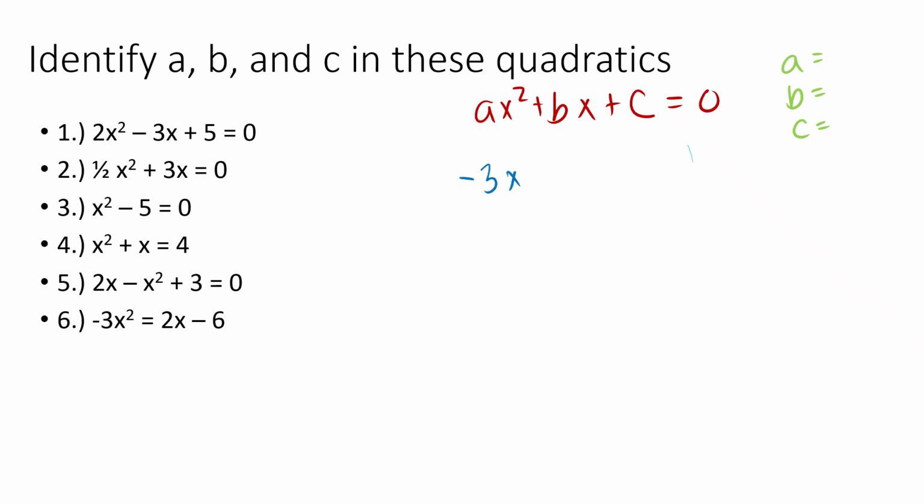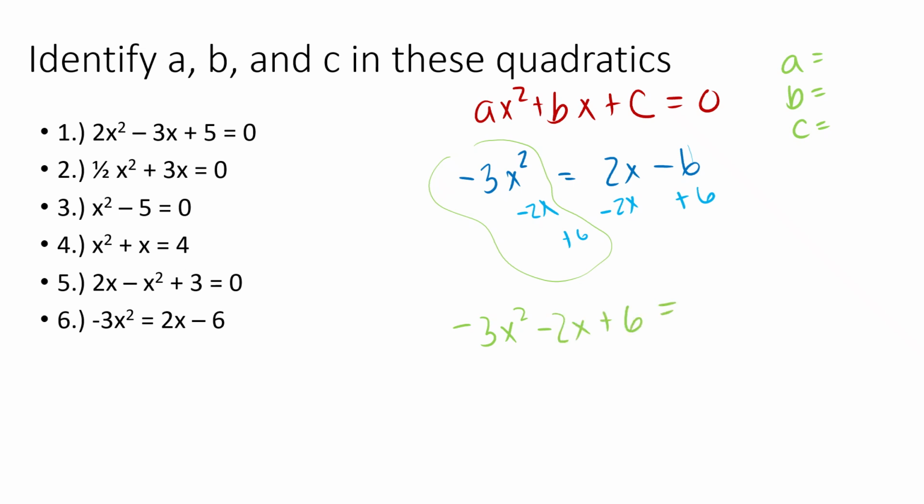Last one is -3x squared equals 2x minus 6. And remember what I said about it needing to be equal to 0. So you actually have 2 options here. So you could get the 2x and the -6 over on the left-hand side. So we could do that by subtracting 2x from both sides and then adding 6 to both sides. And so the left-hand side would now be -3x squared minus 2x plus 6. And then on the right, 2x minus 2x is 0, and -6 plus 6 is 0, giving me the 0.